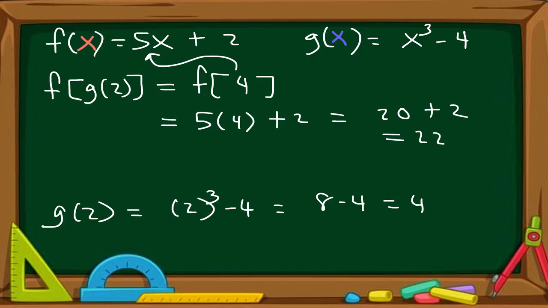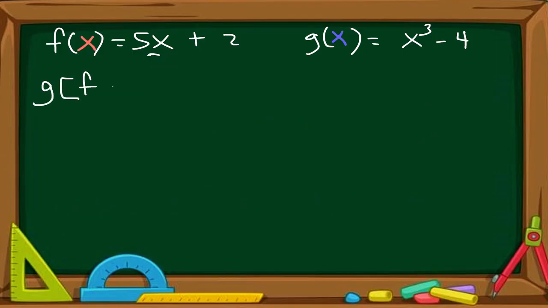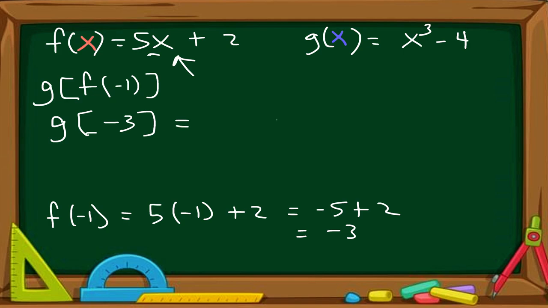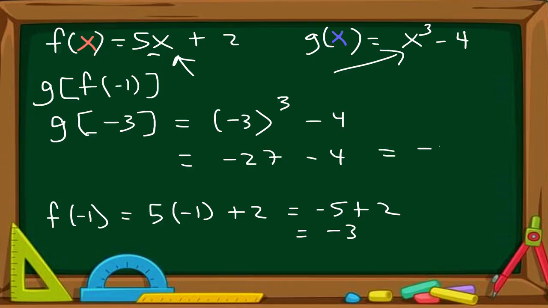So try this one. Evaluate g of f of negative 1. First, evaluate f of negative 1. That's 5 times negative 1 plus 2. Make sure you're using this equation. That's negative 5 plus 2, which is negative 3. So f of negative 1, we can replace with negative 3. Now we're looking for g of negative 3, which we can plug into here. So it's negative 3 to the third power minus 4, which is negative 27 minus 4. And so the final answer is negative 31.